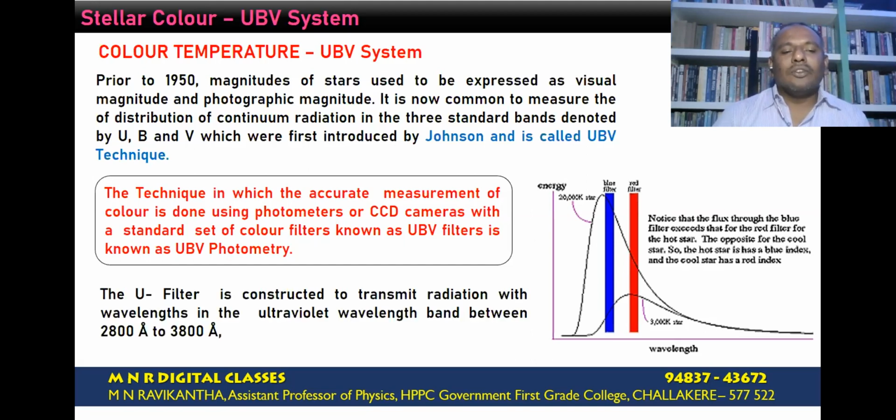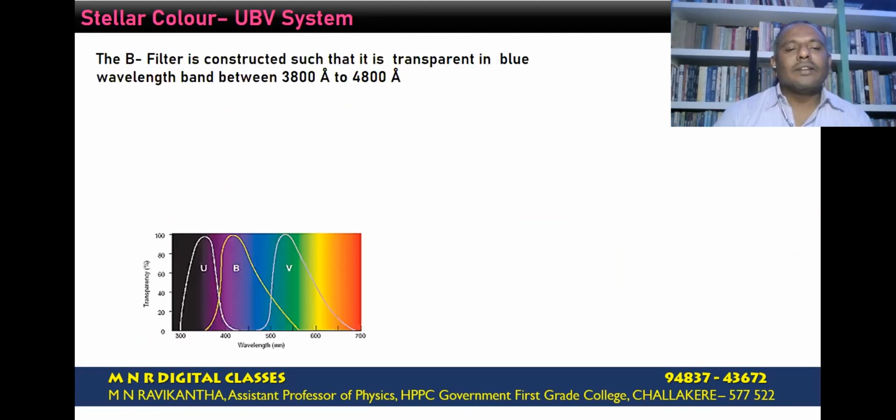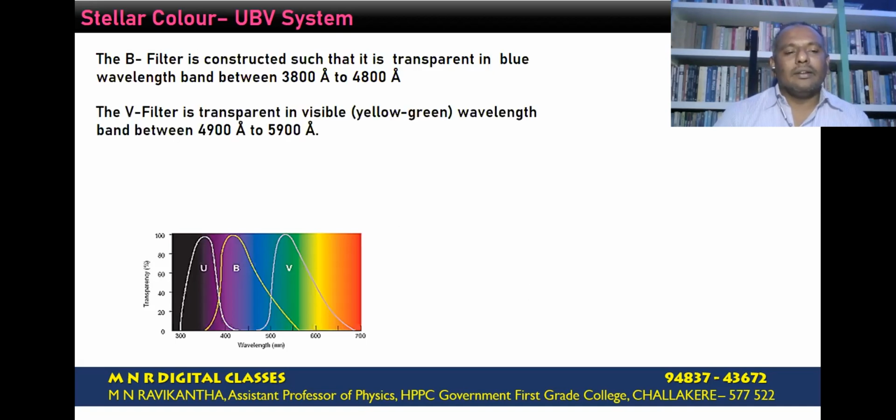Now let us understand what are those filters. The U filter is constructed to transmit radiation with wavelengths in the ultraviolet wave band between 2800 angstroms to 3800 angstroms. The blue filter is constructed such that it is transparent in the blue wavelength band varying from 3800 angstroms to 4800 angstroms. The V filter is transparent in the visible, that is yellow-green region. The wavelength band is between 4900 to 5900 angstroms.